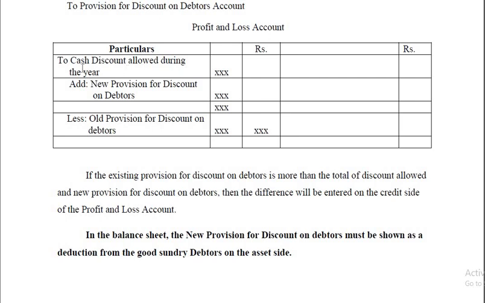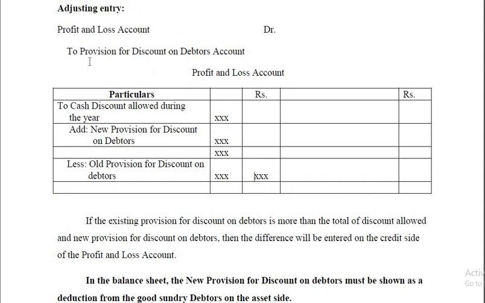For example, in this case, cash discount allowed during the year is, let us say, 4,000, and new reserve for discount on debtors is 3,000. 4 plus 3 is 7,000, and existing reserve for discount on debtors is, let us say, 5,000. So here 4 plus 3 is 7, 7 minus 5, therefore 2,000. So this is 4, this is 3, 7,000, but existing reserve is, let us say, 5,000. Therefore 2,000 should be taken from profit and loss account. Profit and loss account debit to provision for discount on debtors account.